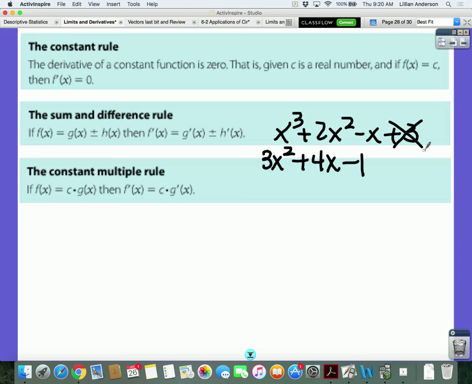Okay? And then the constant multiple, which I already did: if there's a constant out front of any one of your terms, you just multiply it. That's why that 2 turned into a 4. So you kind of already had that deduced. I just wanted to make sure that you knew they were rules that went along with it. Okay?